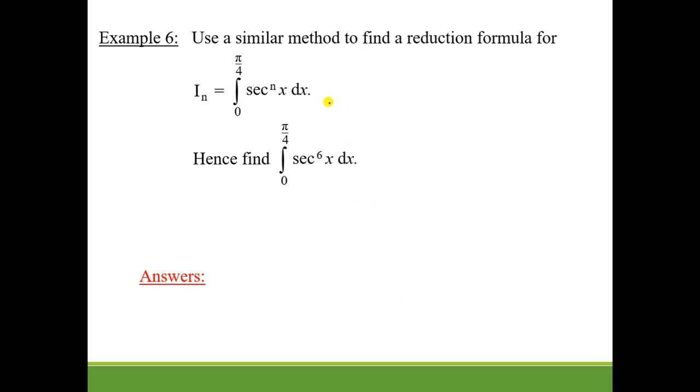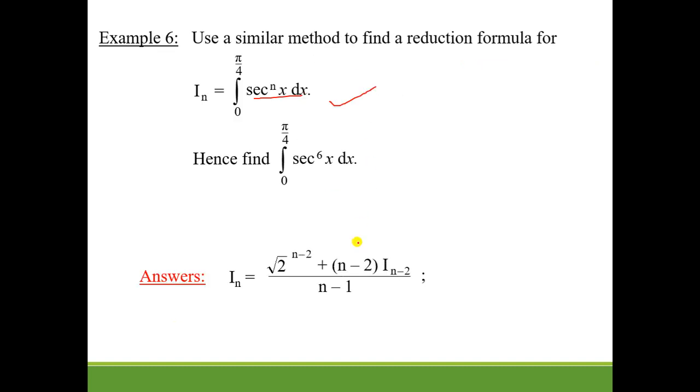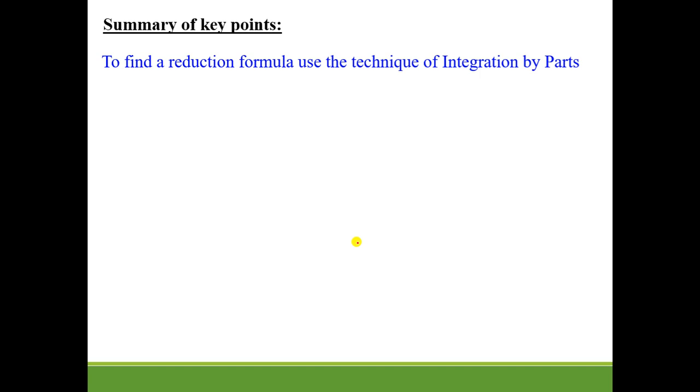Again, a similar method for this reduction formula, this is also very important. How do we split sec raised to n? The hint again is sec raised to n minus 2 x into sec square x. You have to split like this, and you have to apply the product rule. Remember, in the example of this tan, there is no need of the product rule. So this is also a very important question.